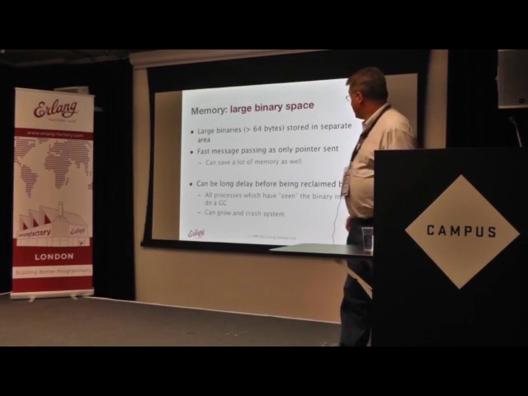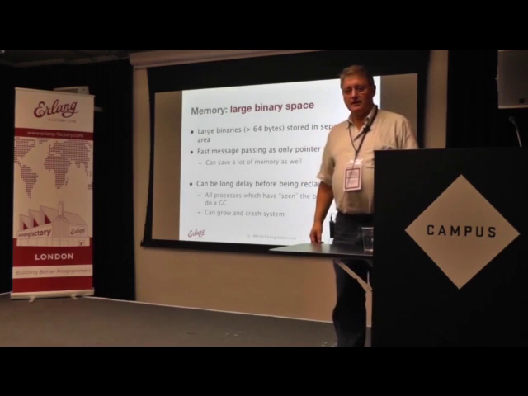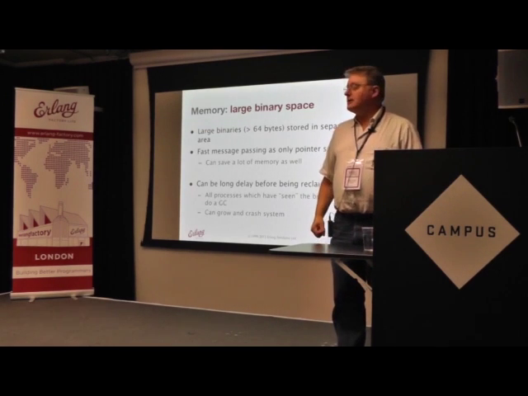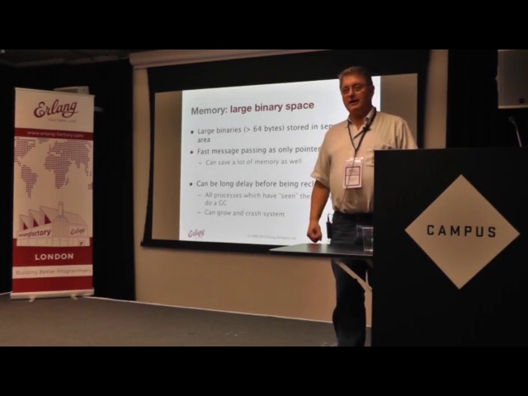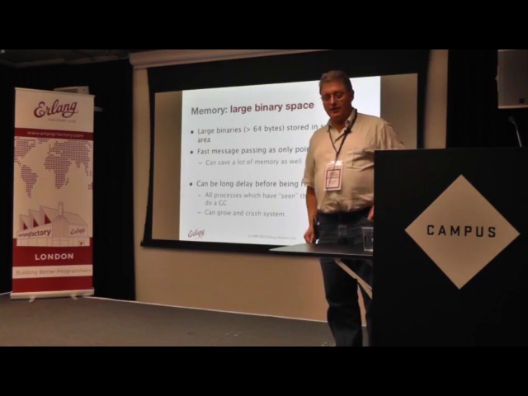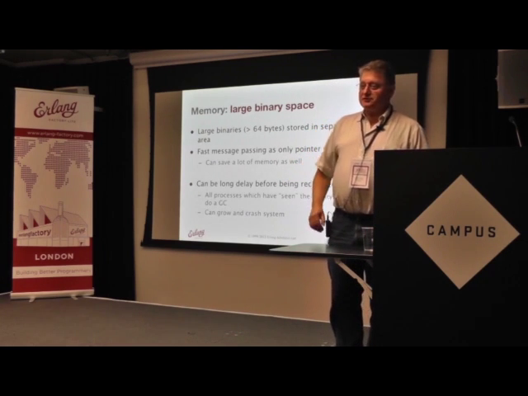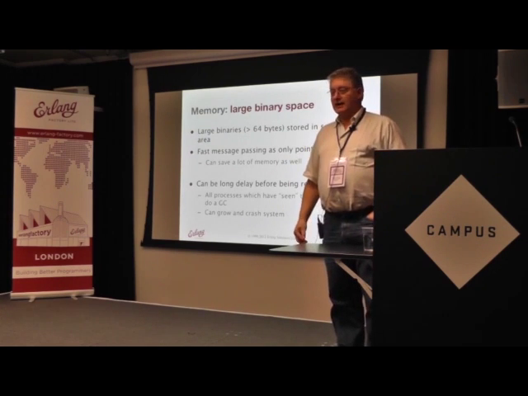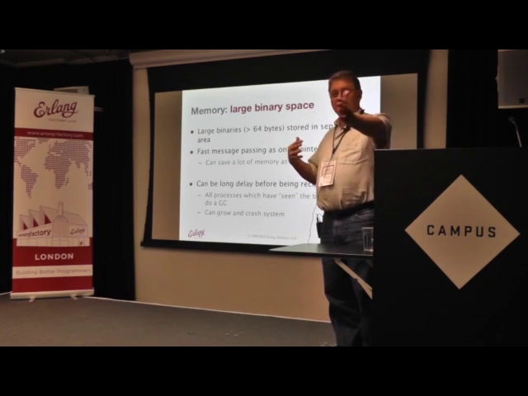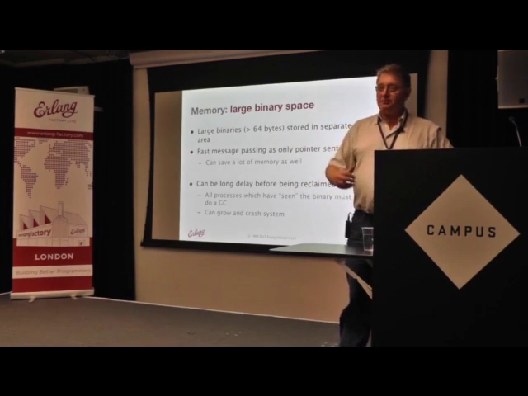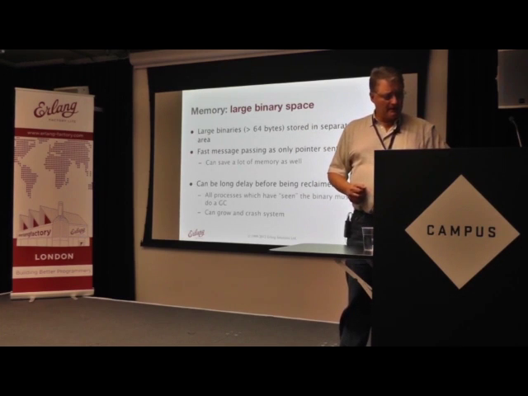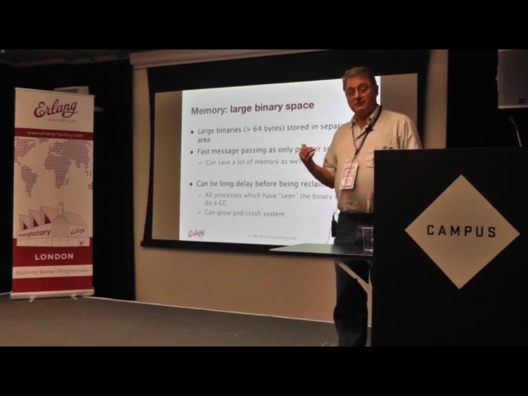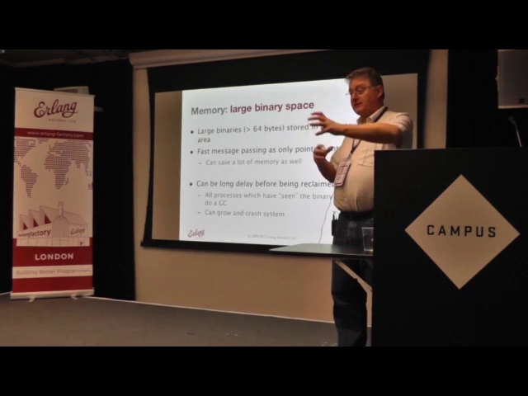Another area is what I call the large binary space. Generally all data is local to the process, on the process heap, but binaries that are bigger than 64 bytes aren't. They're put in a separate area, so you can send them very efficiently, which is very nice if you're processing large binaries. You can have a system that sends large binaries through with the minimum amount of copying, and that can save a lot of memory. If you're passing a big binary through 10 processes, you don't have to make 10 copies of it.